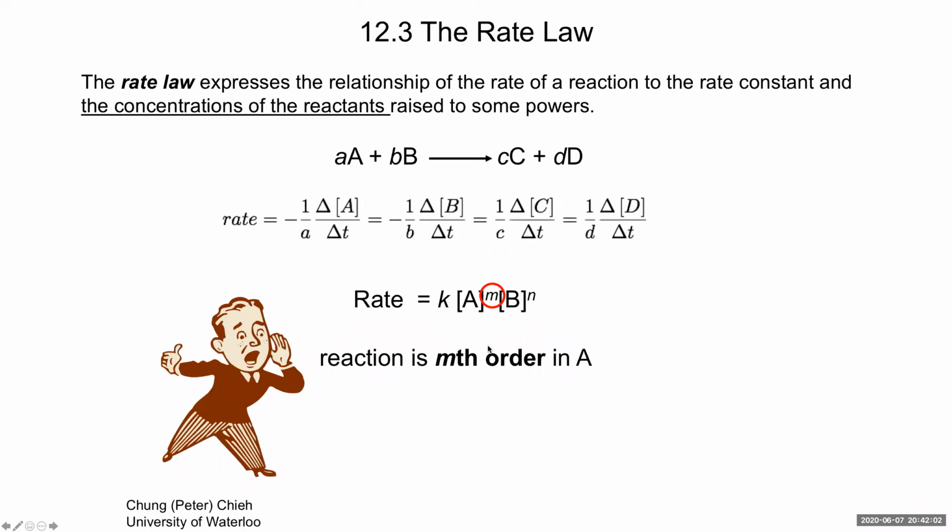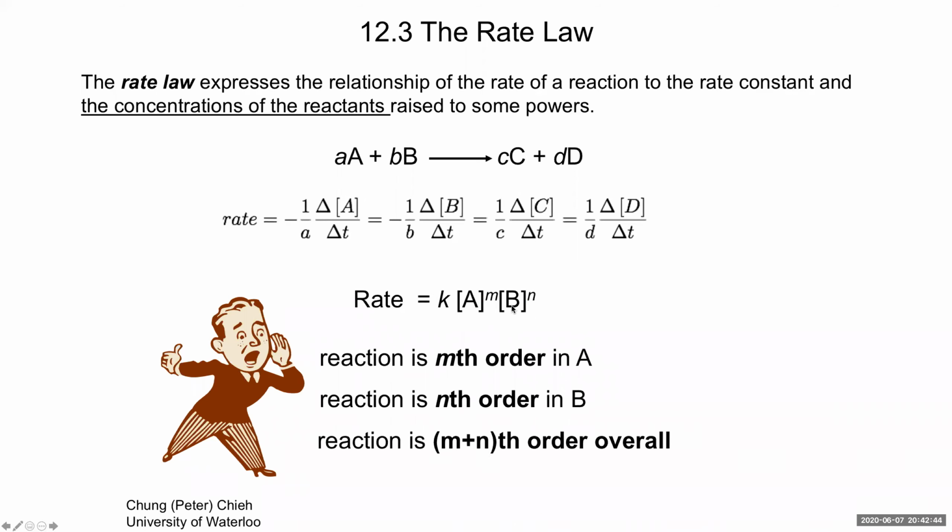The orders that we typically find in a chemical reaction are zero order, where m is 0, which means A wouldn't even appear because an exponent of 0 makes that value equal to 1. Or m could be 1, which means it's first order, or m can be 2, which is second order. Those are typically what we find in rate laws: zero order, first order, and second order. The reaction could also be nth order in B, and the n could also be 0, 1, or 2.